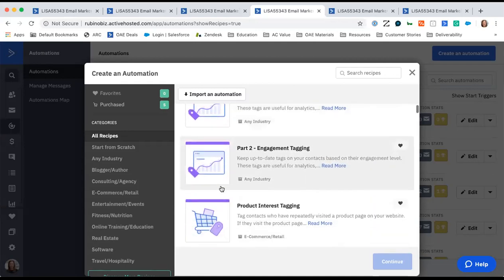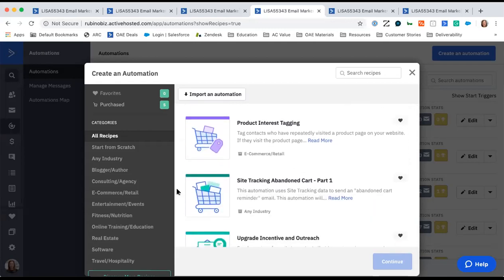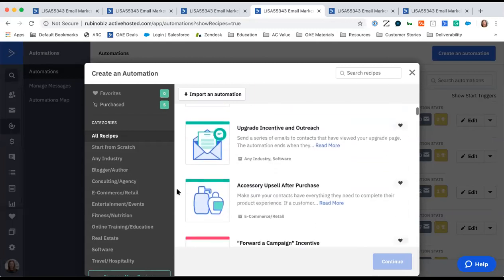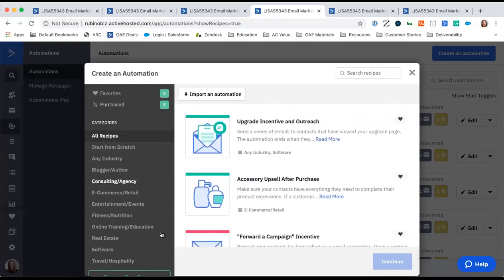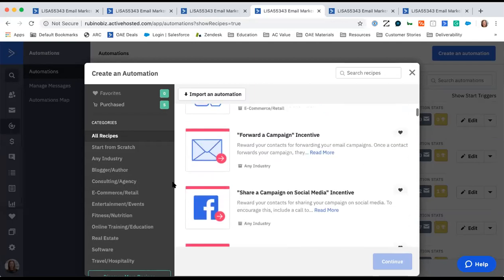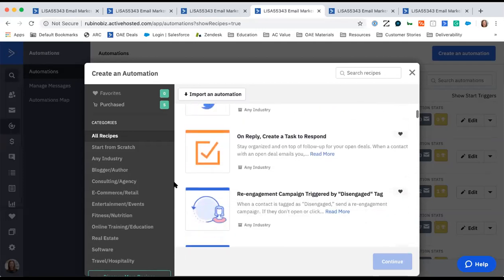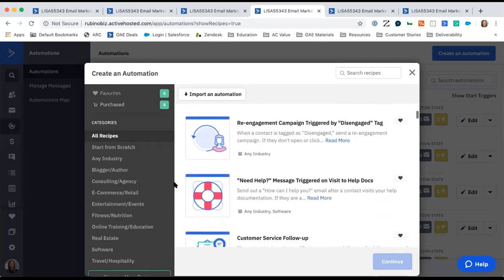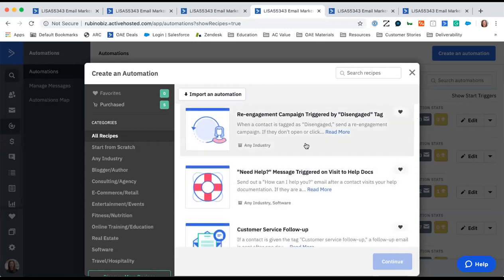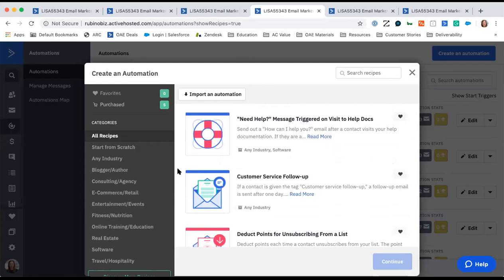So I'm just going to scroll so everyone who's watching can take a look at some of the different automations that we do have. Maybe getting those gears turning and ideas flowing. I think re-engagement campaigns are really important for nonprofits. We want to keep their engagement, keep them coming back.